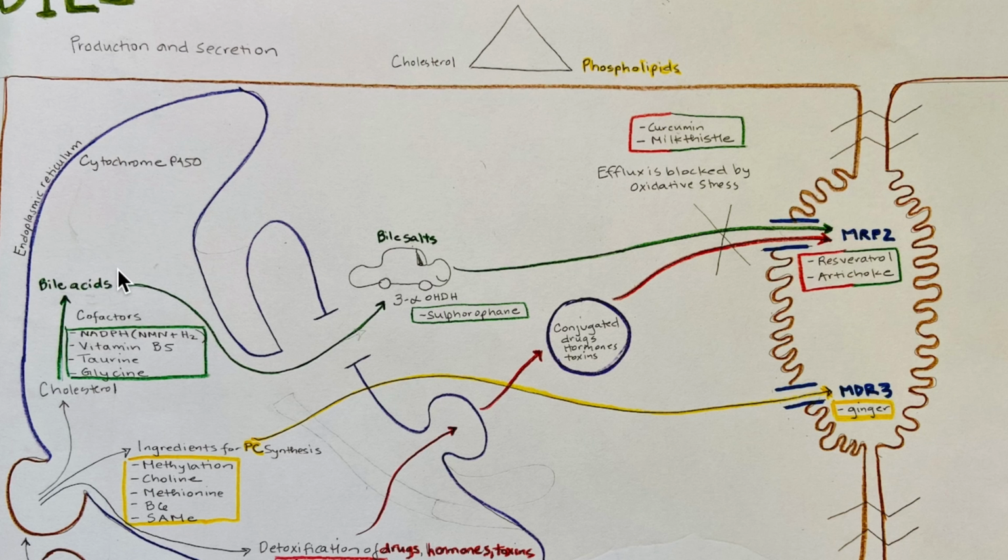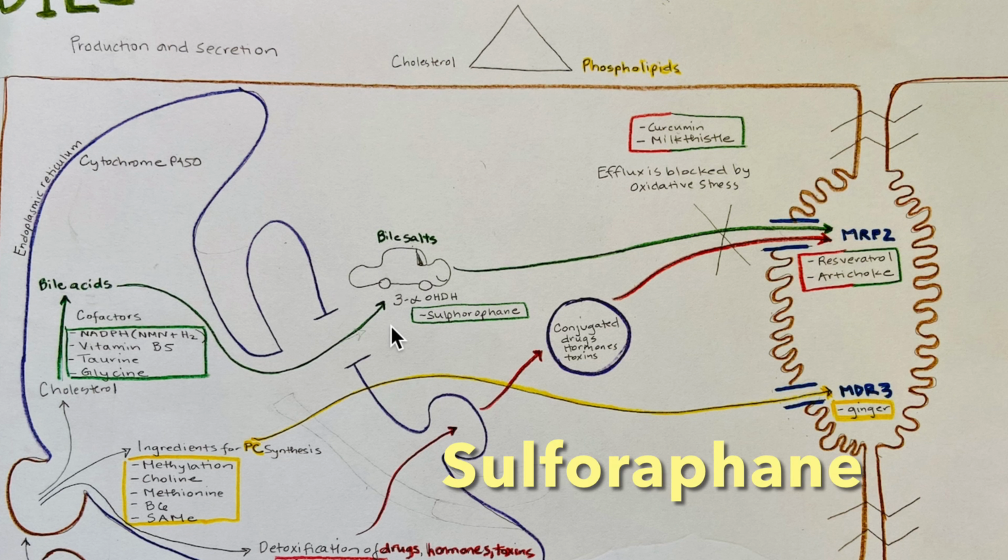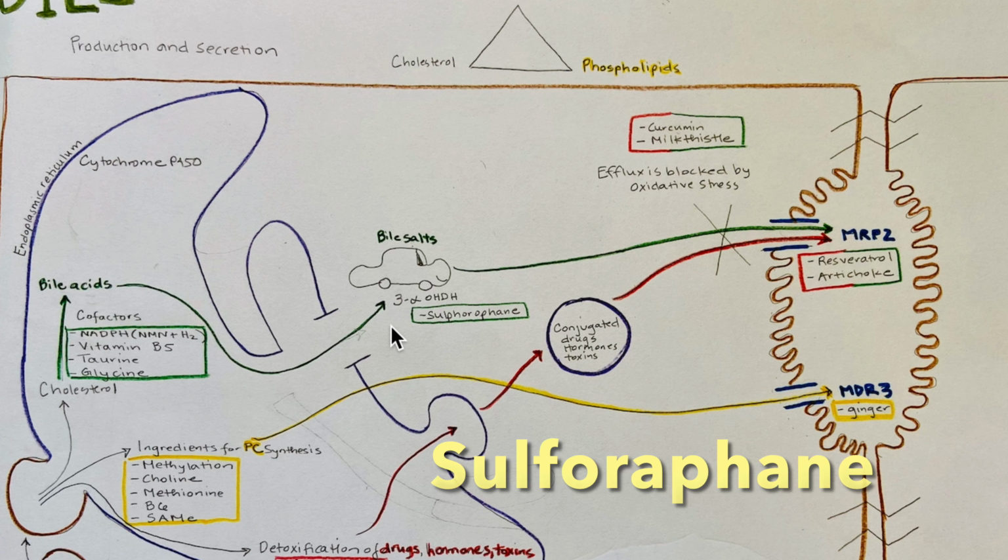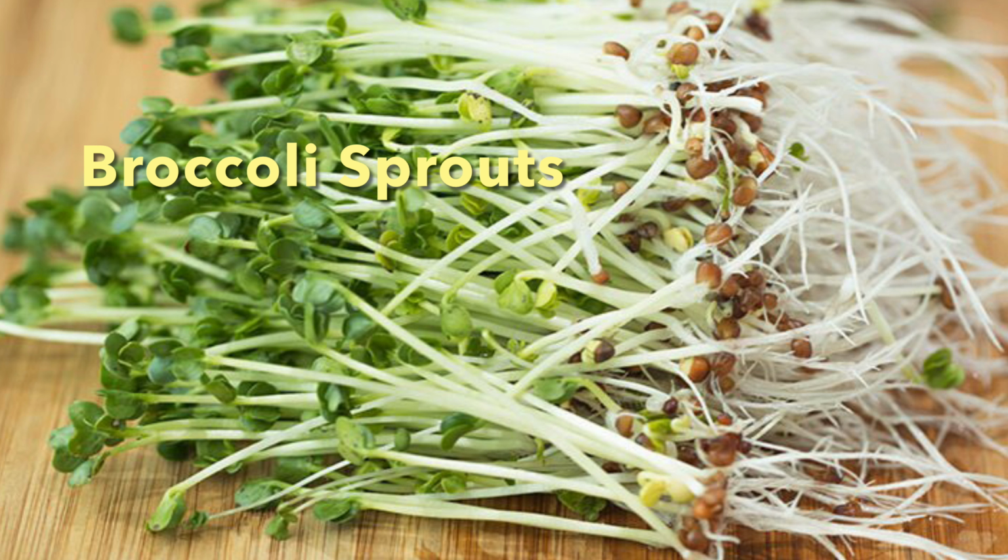Bile acids are transported out of the endoplasmic reticulum, and this transporter can be induced by sulforaphane. Sulforaphane is a chemical found in the sprouted seeds of the cruciferous family, such as broccoli sprouts.